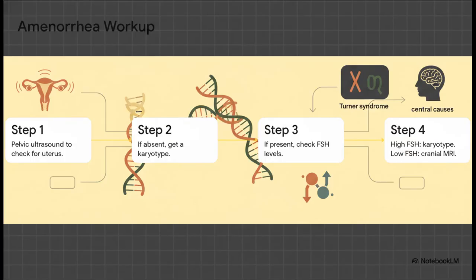Your absolute first step is always a pelvic ultrasound to confirm the presence of a uterus. If it's absent, you get a karyotype. If it is present, your immediate next step is to check FSH levels to differentiate between central and peripheral causes. If FSH is high, you're thinking Turner syndrome, so you get a karyotype. If FSH is low, you're thinking central causes, and you order a cranial MRI.